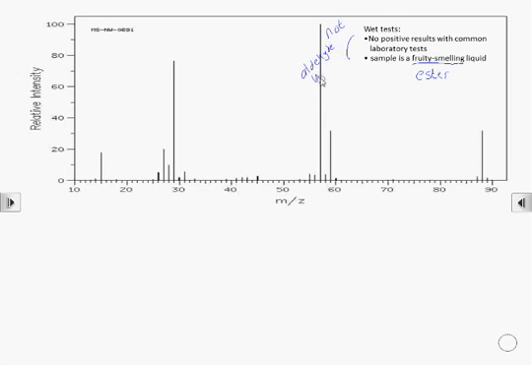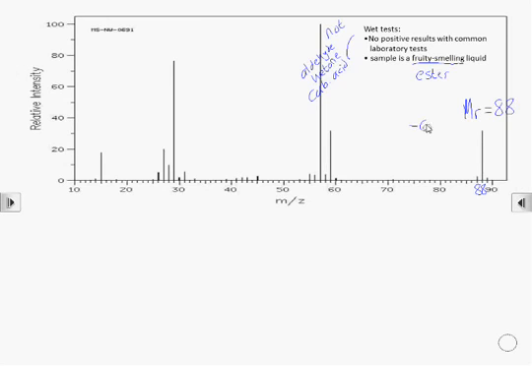We could also have tested it with sodium carbonate solution or with universal indicator, and the lack of a positive result there suggests it's not a carboxylic acid. We start interpreting the mass spectrum by looking at the peak furthest to the right. This is the molecular ion peak and tells us the relative formula mass of the molecule.